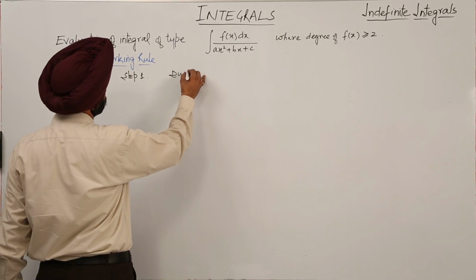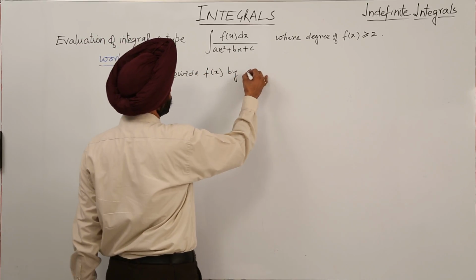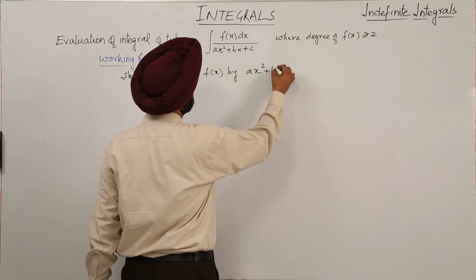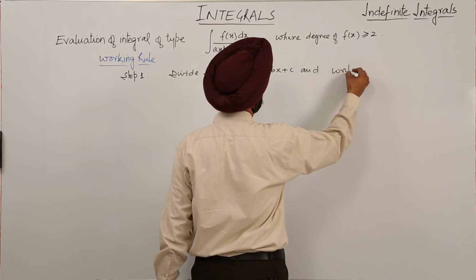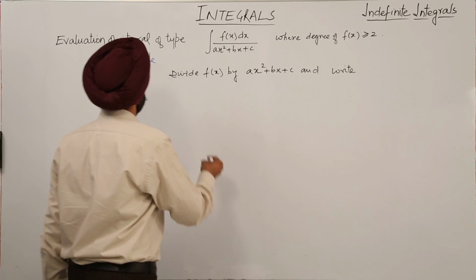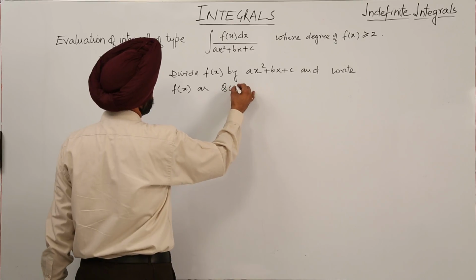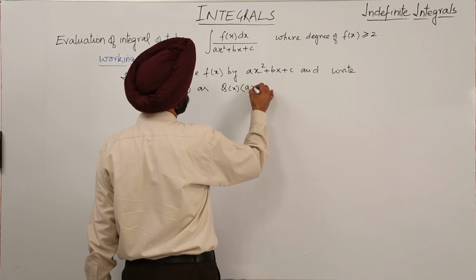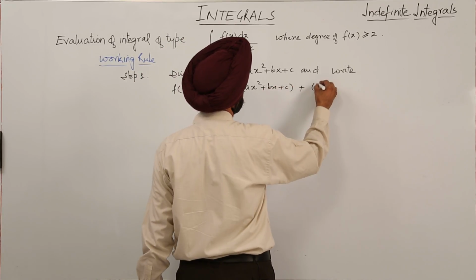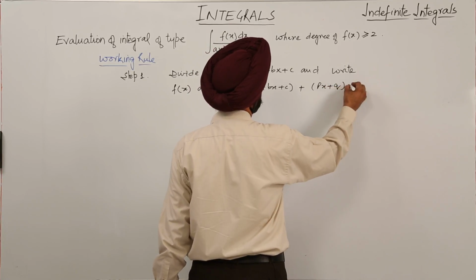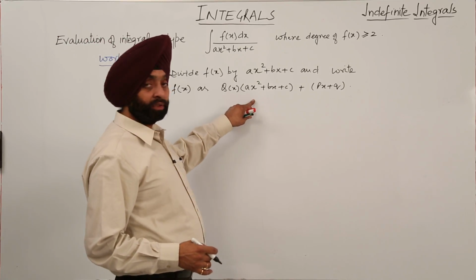divide f(x) by the denominator, ax square plus bx plus c, and write f(x) as q(x) with ax square plus bx plus c plus px plus q. After division, the remainder we will be getting in this format.